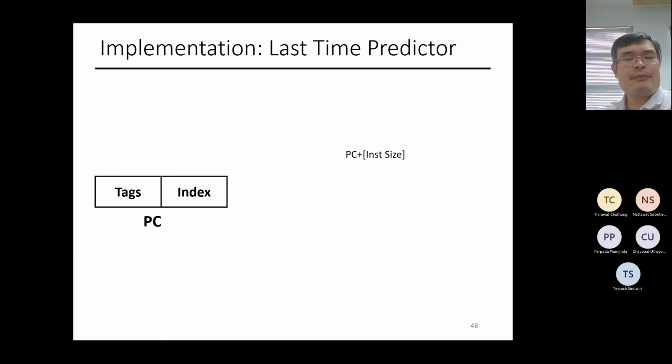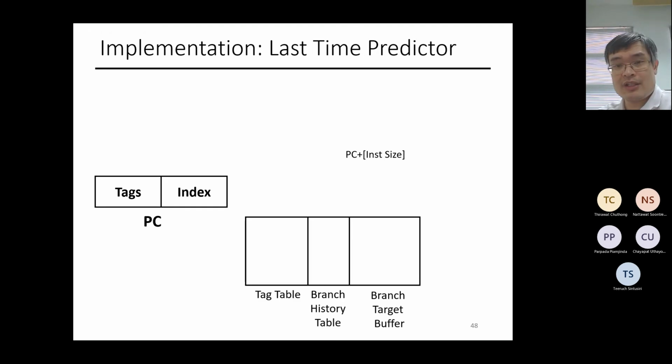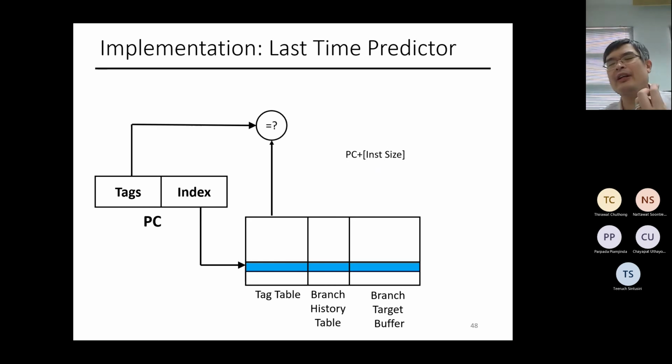To implement the last time predictor, now we're going to zoom into the branch target buffer a little bit more. We can use the PC, the program counter, as a key to search. You use the index into the table and you compare the tag to figure out, hey, is that row mine? If it's mine, it means that it's my PC, so that you don't have to make a table that's too big. Then the pattern history table would be just one bit, 1 or 0.